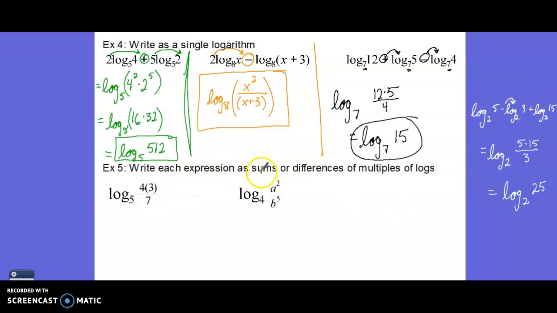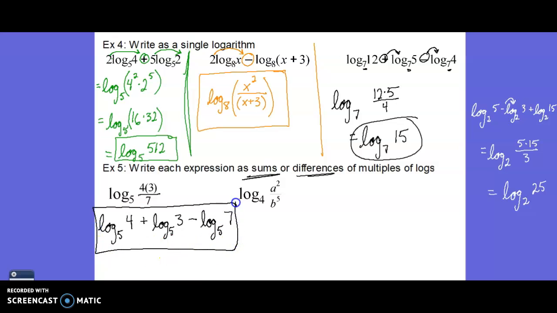So looking at the next one, really the same thing, and I've seen students do this incorrectly, but just split them up. We're looking at log base 5 of 4, because it's in the numerator, plus log base 5 of 3. 3's in the numerator, but 7's in the denominator, so I'm going to make it minus log base 5 of 7. And that's the answer I'm looking for on exercise 5. If you are coming up with any questions, please write them down.